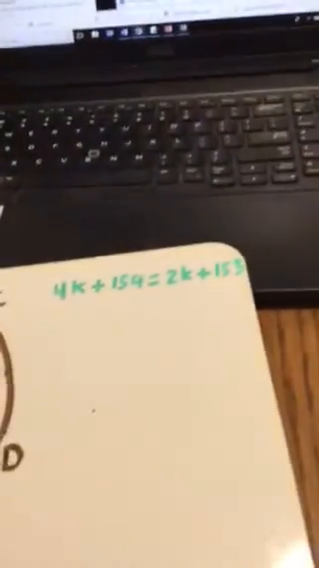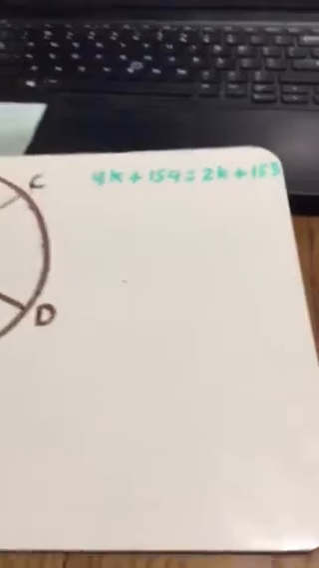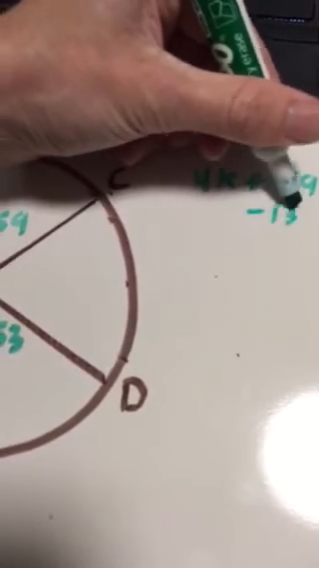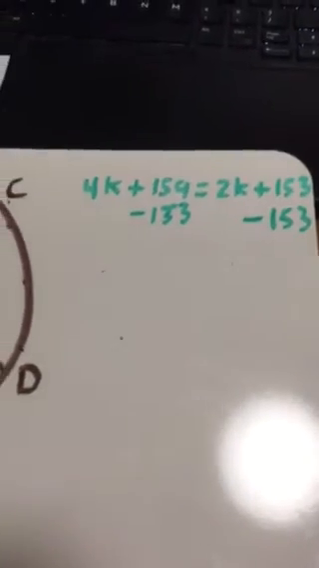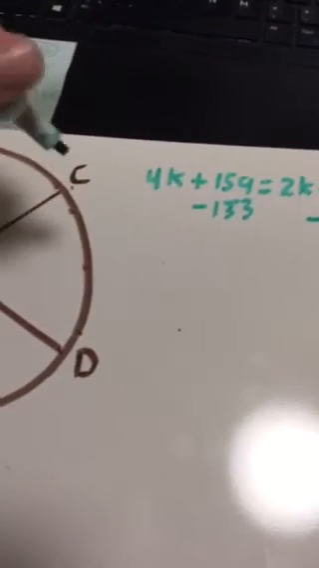I'm going to attempt to do this while holding the iPad in one hand. So you solve for K. The first thing that I'm going to do in this problem is subtract 153 from both sides, like so. That's a 153. That's a 5, by the way, it doesn't look like it. And so what I have here is 159 minus 153 is 6.